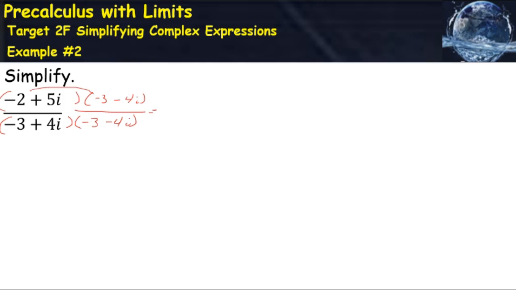So -2 times -3 is positive 6. The outers give me -15i. The inners give me 8i. And the last gives me -20i squared. But don't forget, i squared is -1.